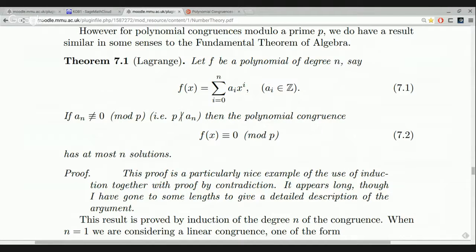Because if the top coefficient a_n were a multiple of p, then the polynomial wouldn't really be of degree n modulo p, because the coefficient of x to the power n would be 0 modulo p. But if it is genuinely of degree n modulo p, then this theorem says that the polynomial has, the situation with equations is it has exactly n solutions over the complex numbers, but talking congruences, it's slightly different. We have to say it has at most n solutions.